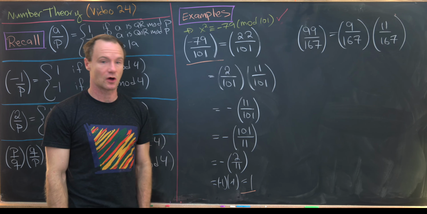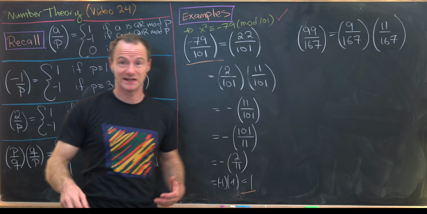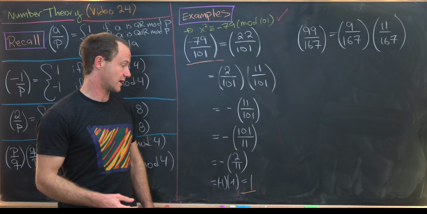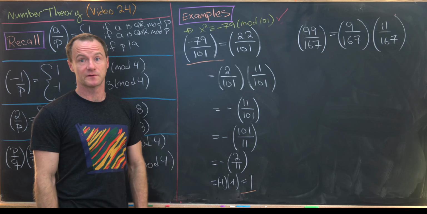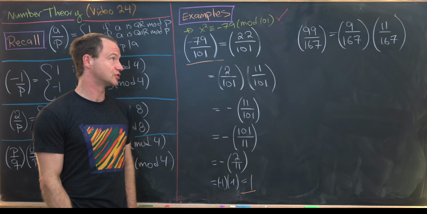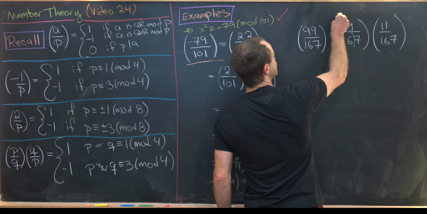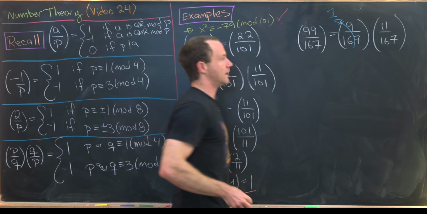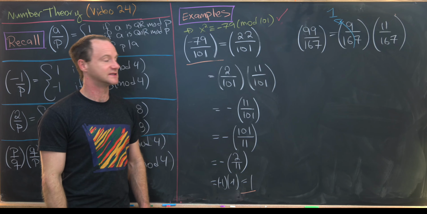But look, 9 is already a perfect square. And this Legendre symbol is asking the question, are you a perfect square? But given the fact that 9 is a perfect square, just by visual inspection, we're good to go there. We can immediately replace this thing right here with 1. And then we've just got to reduce this 11 by 167.